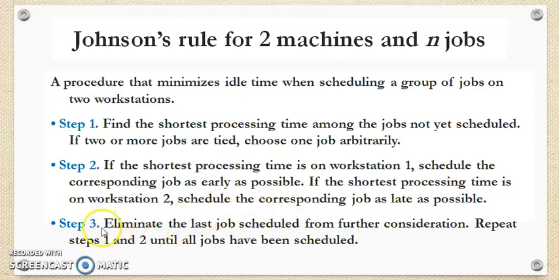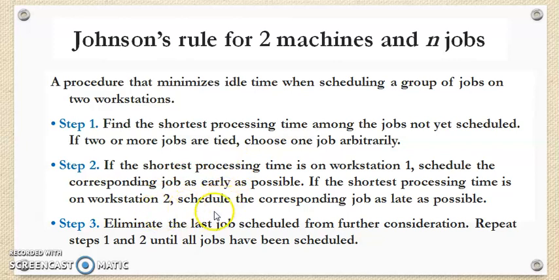In step 3, we have to eliminate the last job scheduled from further considerations. That means we eliminate the job once it is sequenced, once it is scheduled, from further consideration, and we repeat steps 1 and 2 for the remaining jobs till all the jobs are sequenced. So this is the repetitive procedure till all the jobs are sequenced.